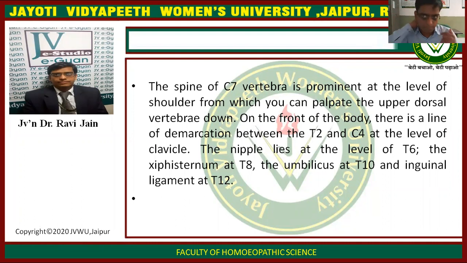All right: C7, the prominent vertebra; T2 and C4 at the level of the clavicle; T8, xiphisternum; T6, nipple; the umbilicus at the level of T10; and the inguinal ligament at the level of T12 vertebra. Just reach there and you can identify that yes, this is the vertebra, besides counting at the back. So these are the points which you should always keep in your mind.